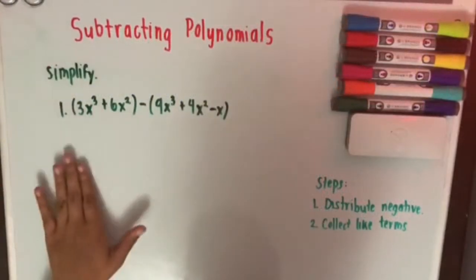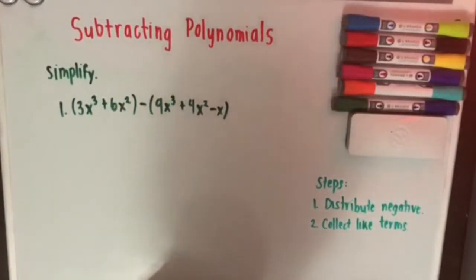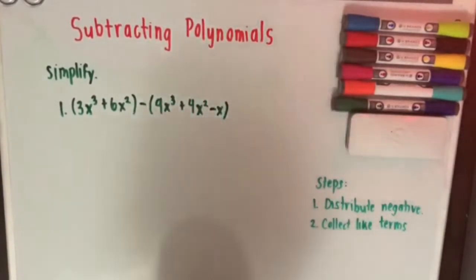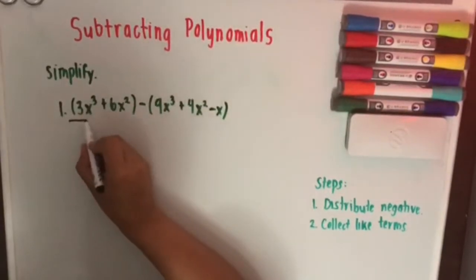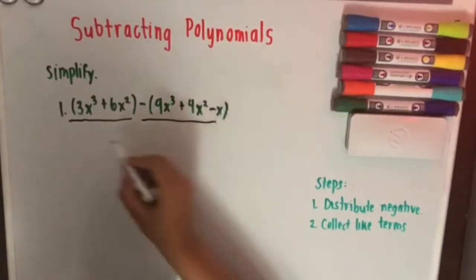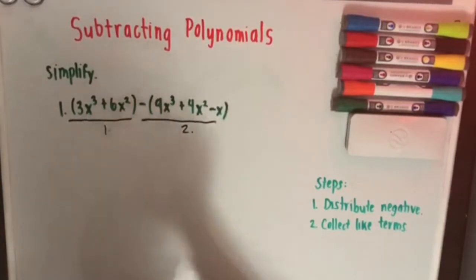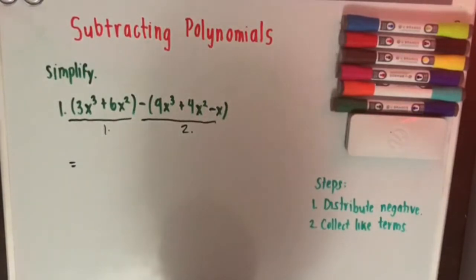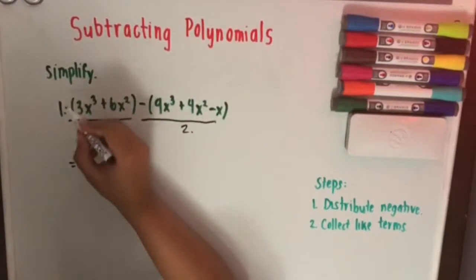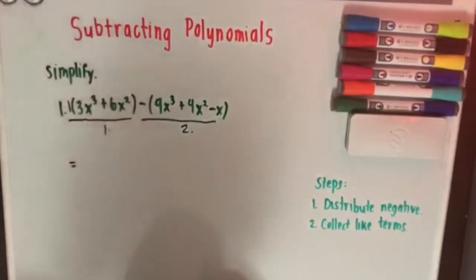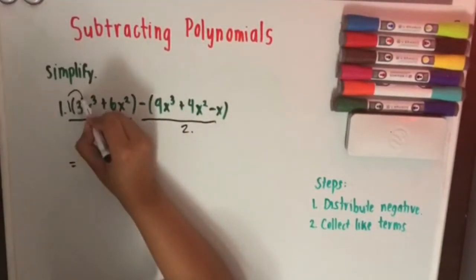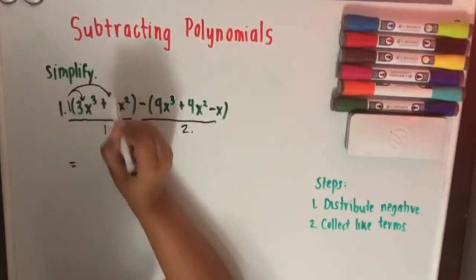Question 1. We have 3x cubed plus 6x squared minus brackets 9x cubed plus 4x squared minus x brackets. So let's look at the first part of the question. We're going to divide this into two steps. Step 1, step 2. So for step 1, we want to distribute. We're going to use the distributive property, and you're going to be wondering, well, how do I do it? There's nothing in front of there. Well, there is an invisible 1 here, and that's what we're going to be using to multiply the outside with the inside. So let's just draw an arrow.